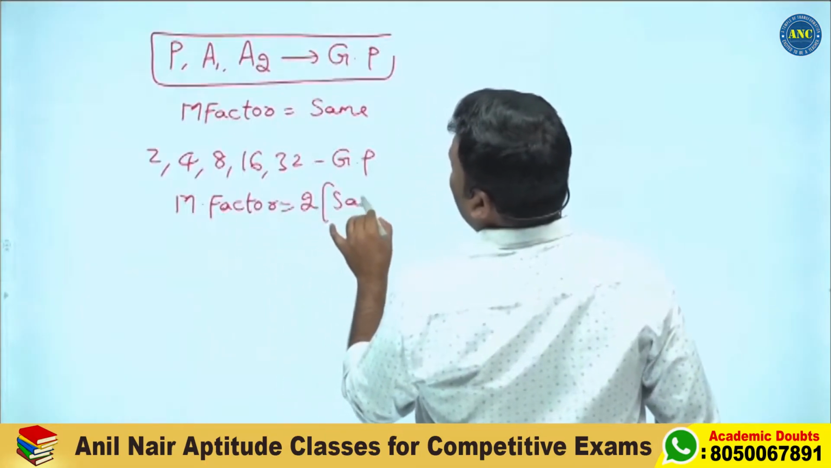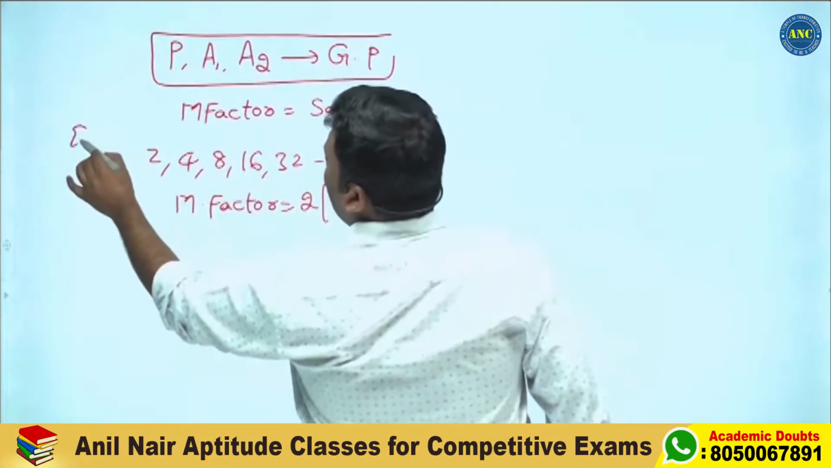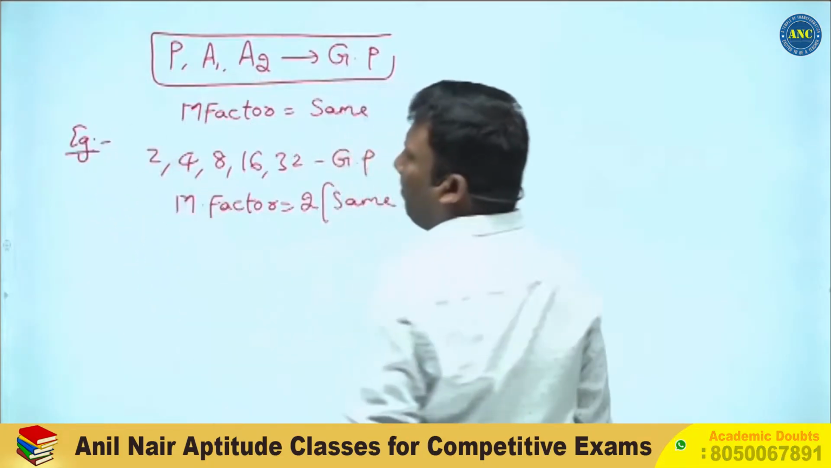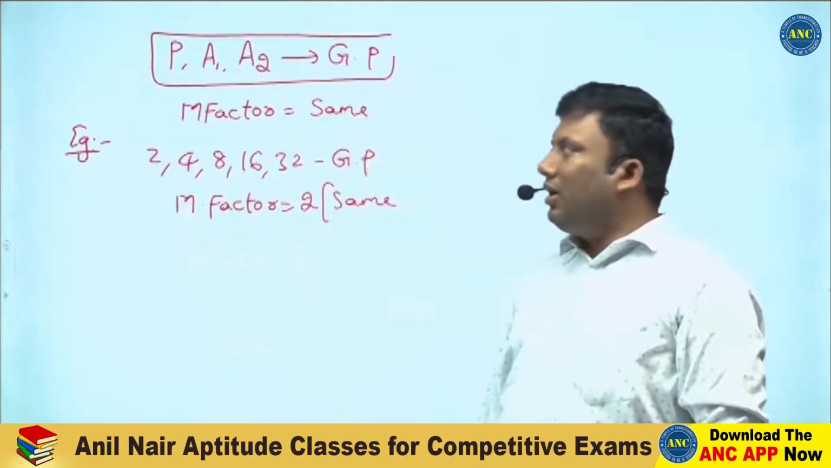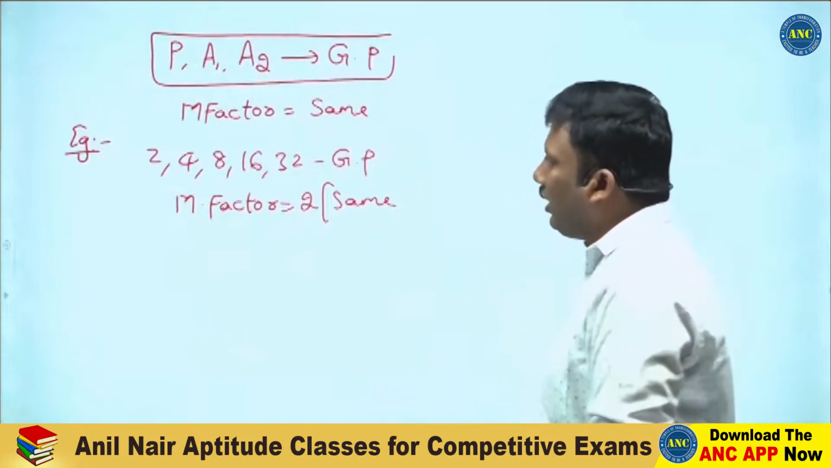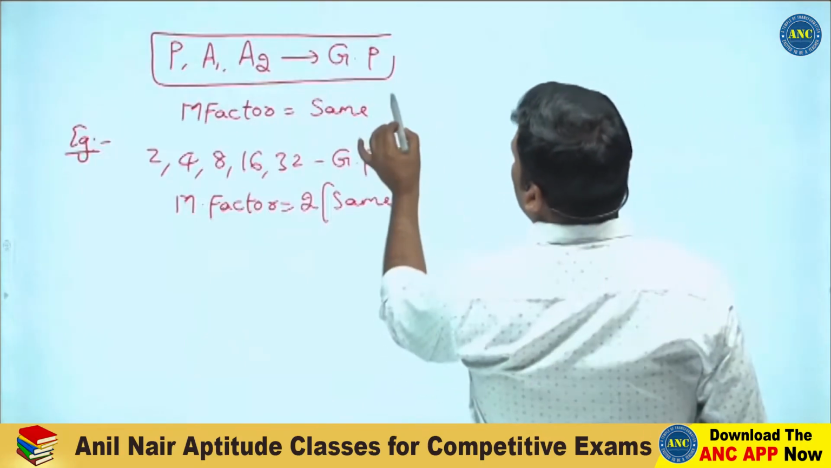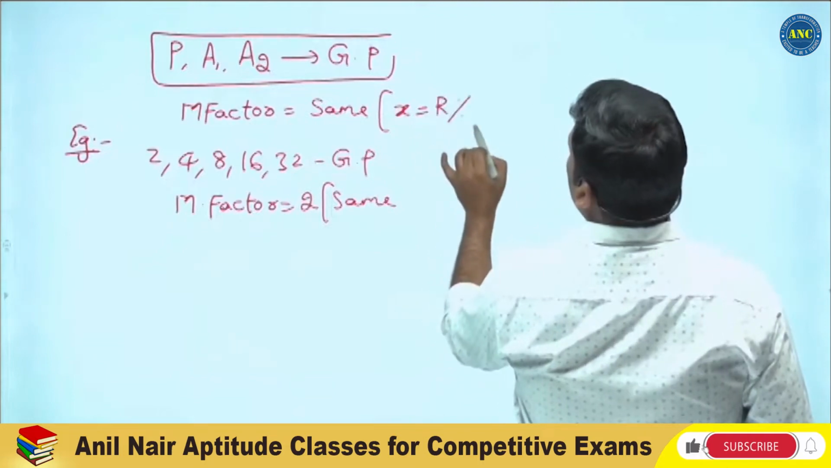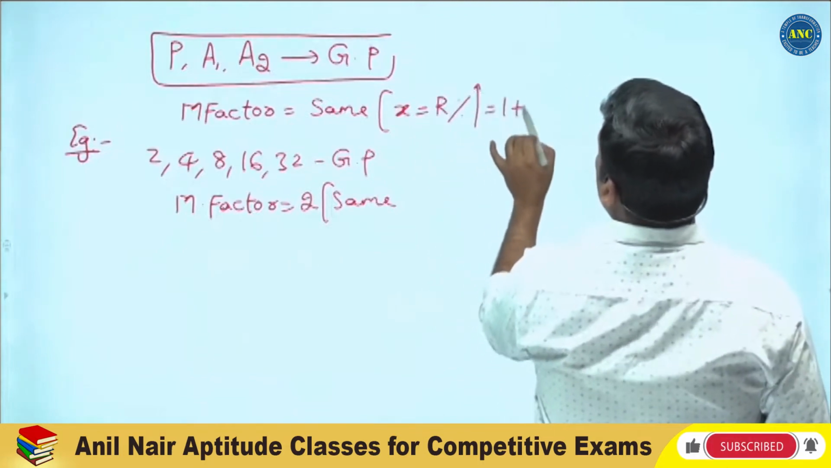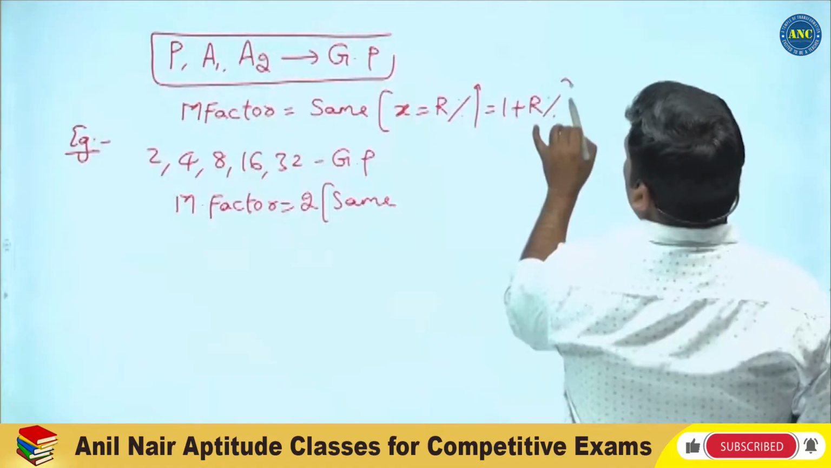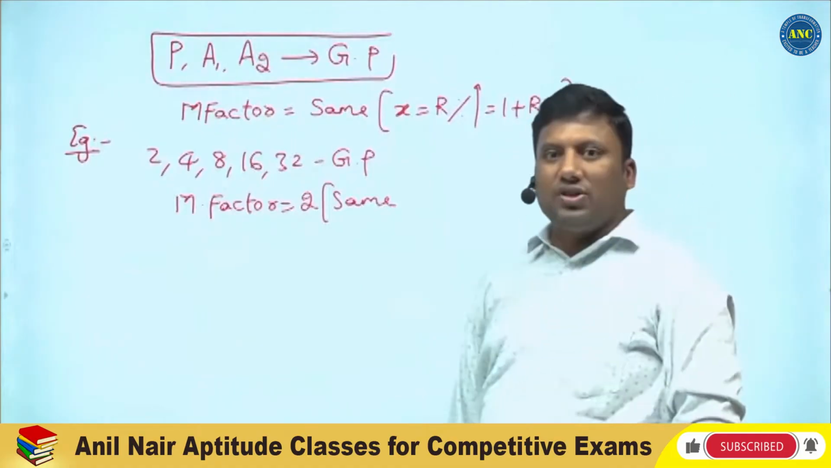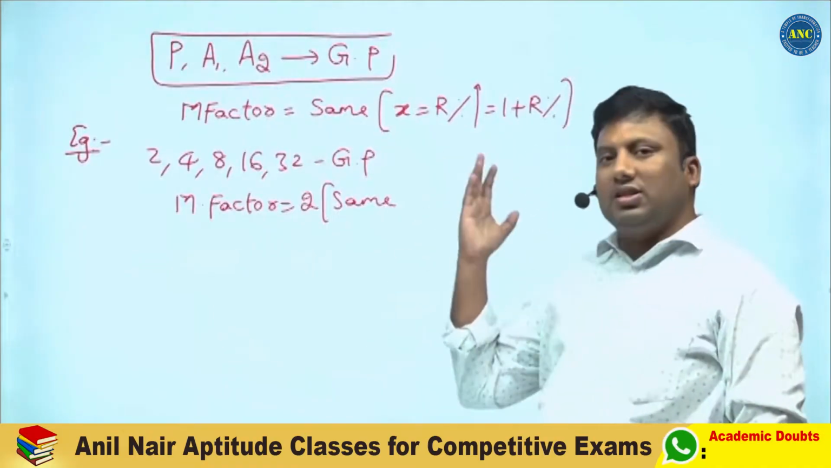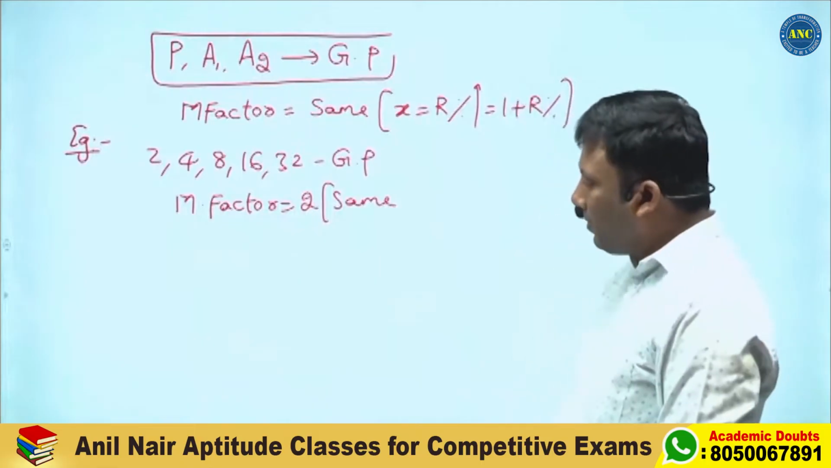Same as what we do in algebra, the same thing we can apply in compound interest. P, A1, A2, it is the same. What is the multiplication factor here? The multiplication factor is X, which is R percentage more, which is 1 plus R percentage. This is what we did. The multiplication factor is the same.